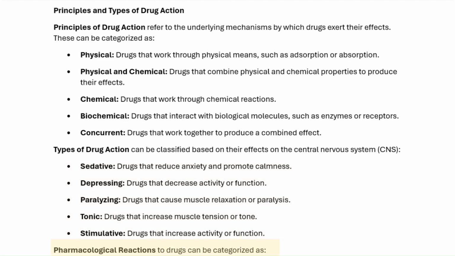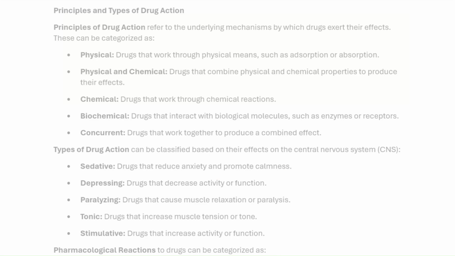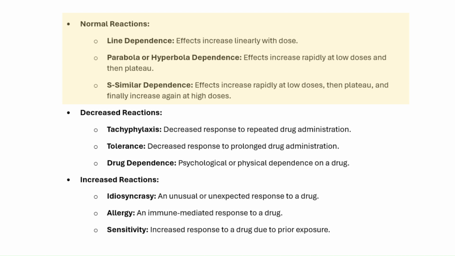Pharmacological reactions to drugs can be categorized as normal reactions. Line dependence, effects increase linearly with dose. Parabola or hyperbola dependence, effects increase rapidly at low doses and then plateau. Similar dependence, effects increase rapidly at low doses, then plateau, and finally increase again at high doses.